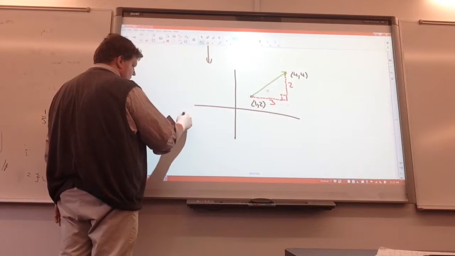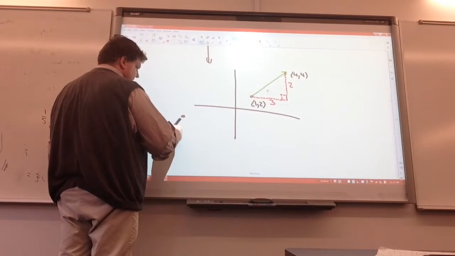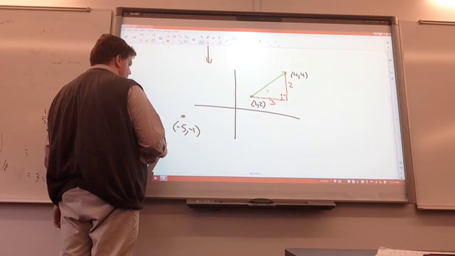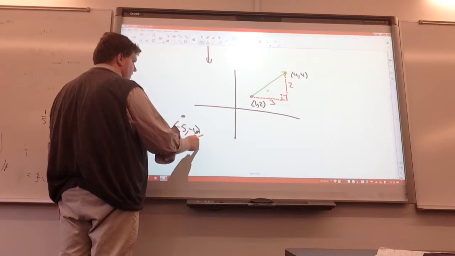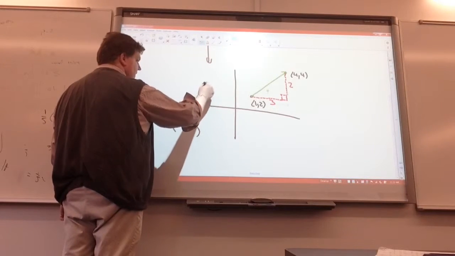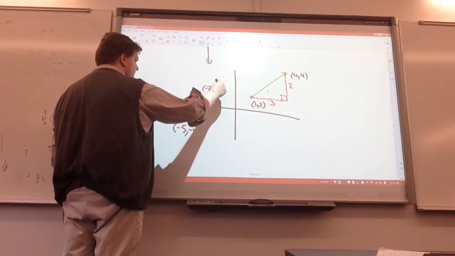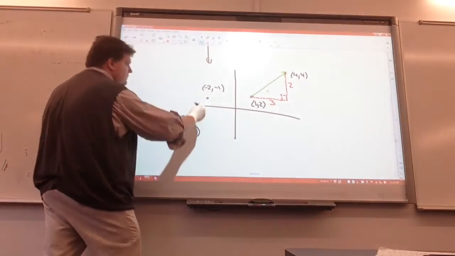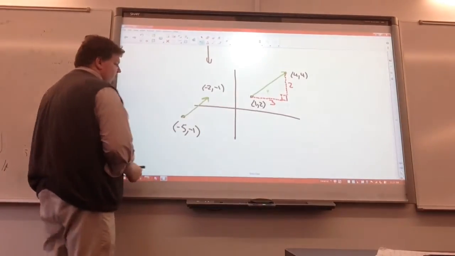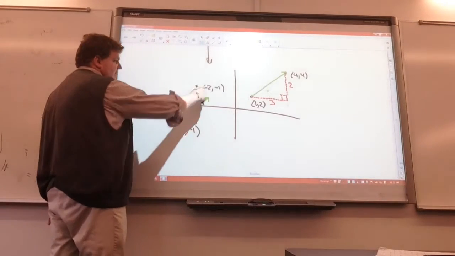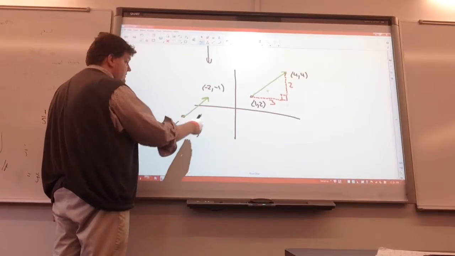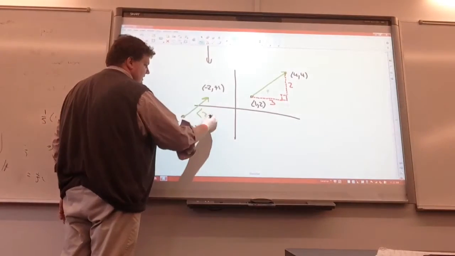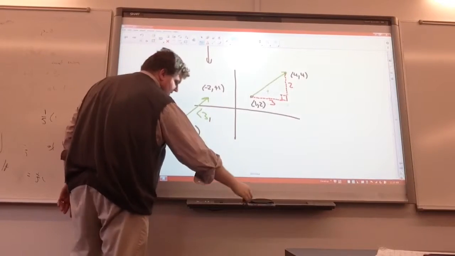We'll make this negative 5, negative 1, and then negative 2, negative 1 over here. If I drew the vector between that, well, the difference between negative 2 and negative 5 is 3. Don't you mean positive 2? Oh, plus 1, yeah. Oh no, plus. Then the difference between 1 and negative 1 would be 2.